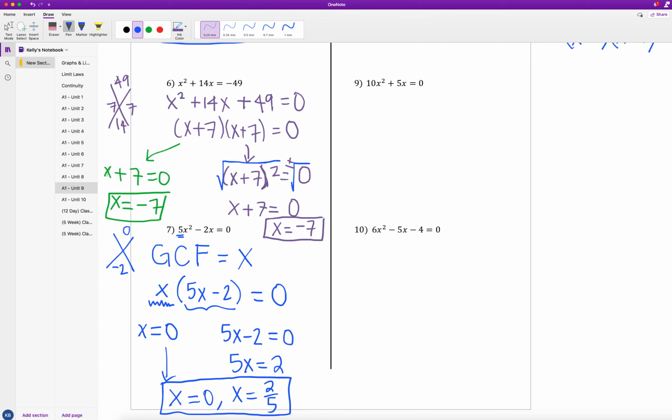So sometimes we don't go straight to an x games because we might have a greatest common factor that we first want to factor out of the equation before trying an x games.